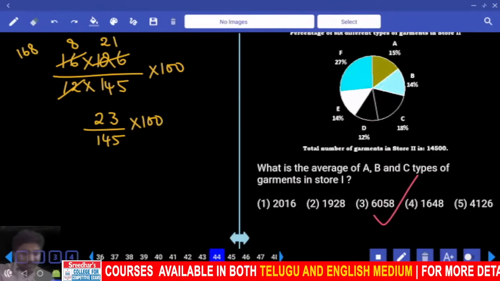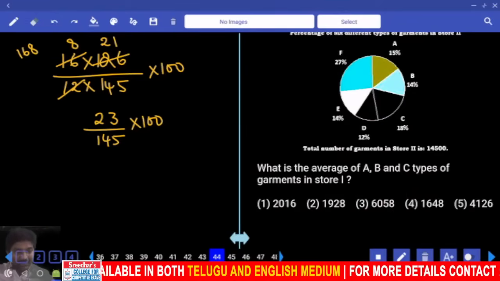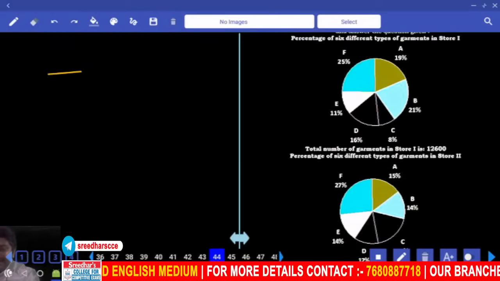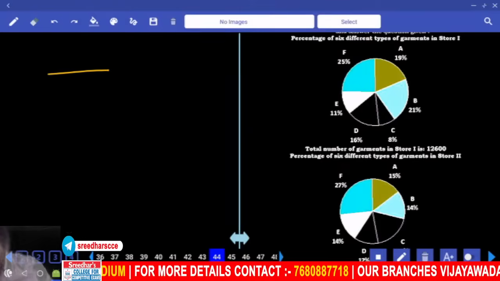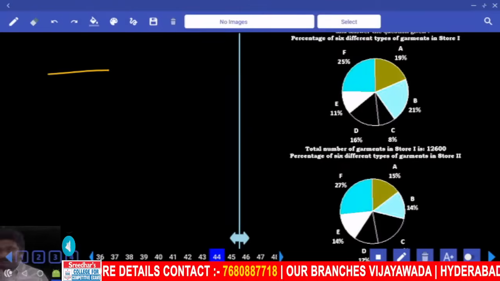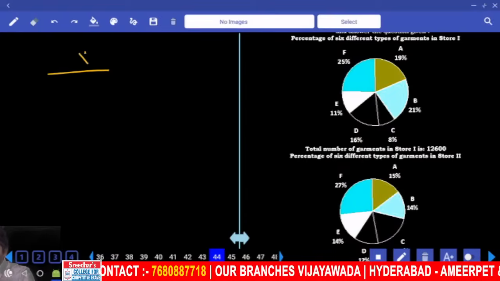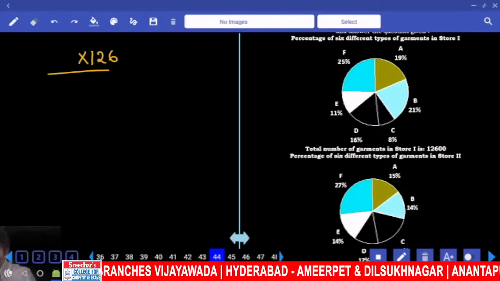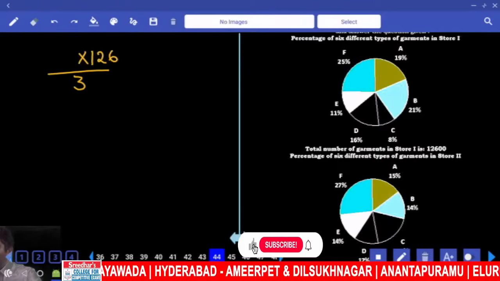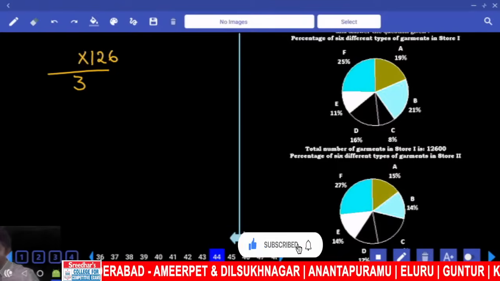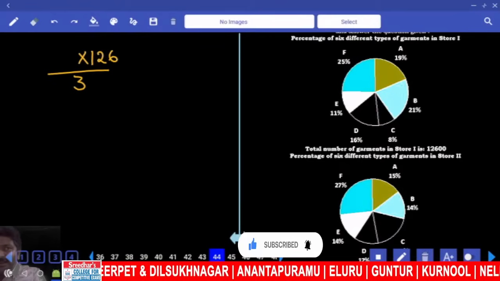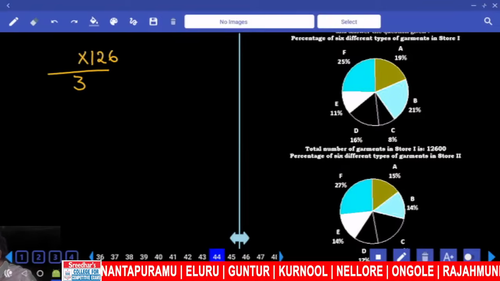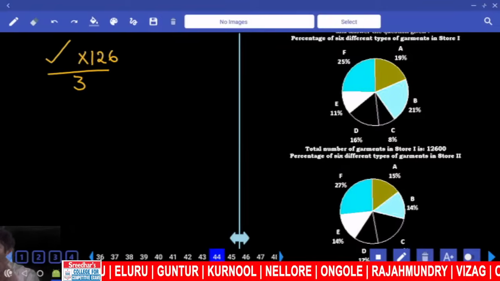What is average of ABC type of garments in store 1? ABC, average is needed, right? So let us calculate sum of percentages for ABC, okay? Percentage to number conversion into 126, you know that is a 9 multiple. But in denominator we have to write 3 because we are calculating average. So in this case, can we calculate 9 multiple as direct answer? No, because there is a 3 multiple in denominator involved, right? So we need to know what is the number that comes here.